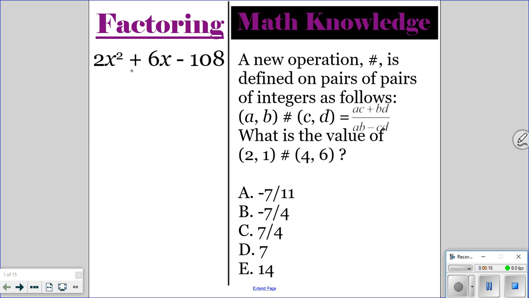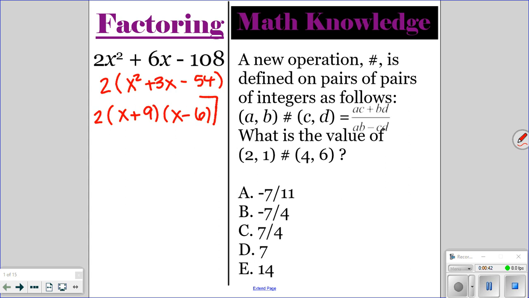So for this one, you're going to want to factor out a 2 from each of these. So you're going to have 2 and then x squared plus 3x minus 54. And then you can factor x squared plus 3x minus 54. You don't want to do remove, replace, reduce here because you have to make sure to remove the greatest common factor first. So if you factor, you'll have x plus 9 and then x minus 6 for your answer.